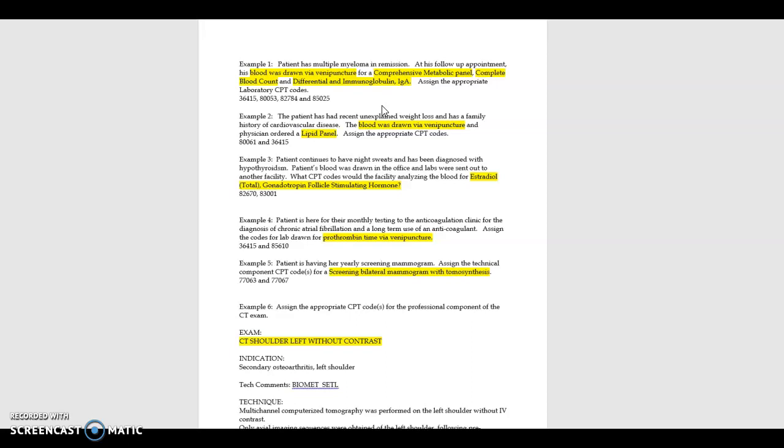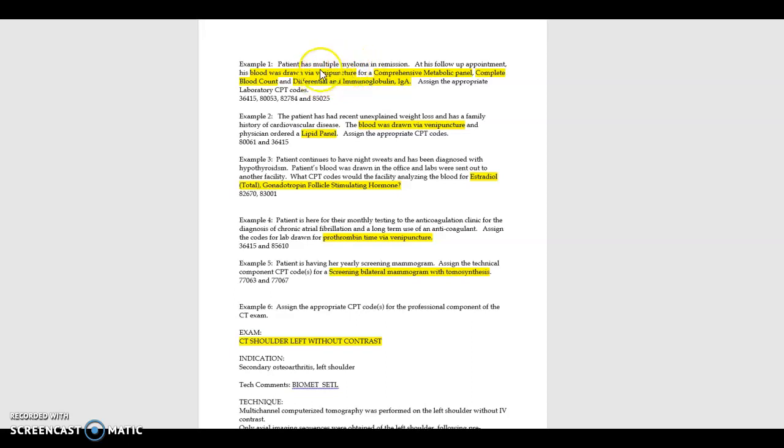The thing that's different about CPT versus ICD-10 when you're looking up your codes is that in CPT, a lot of times it's going to give you a range of codes, or it'll give you more than one code. If it gives you a range, you'll have to check that in the tabular. So for the first one, these are the terms that I highlighted, and then we'll go through what you would need to look up in the index.